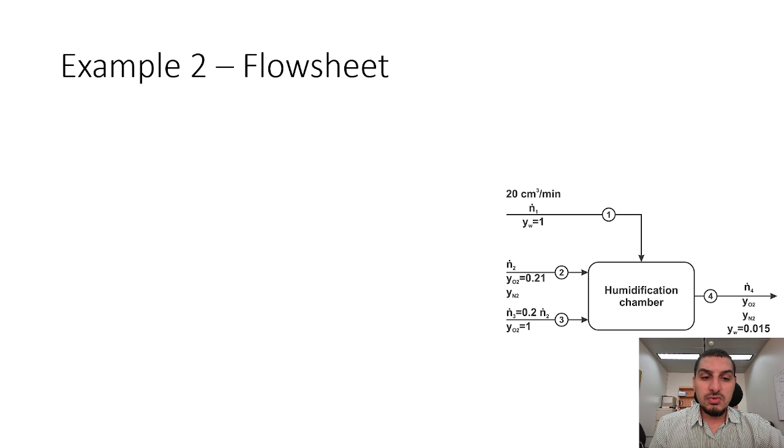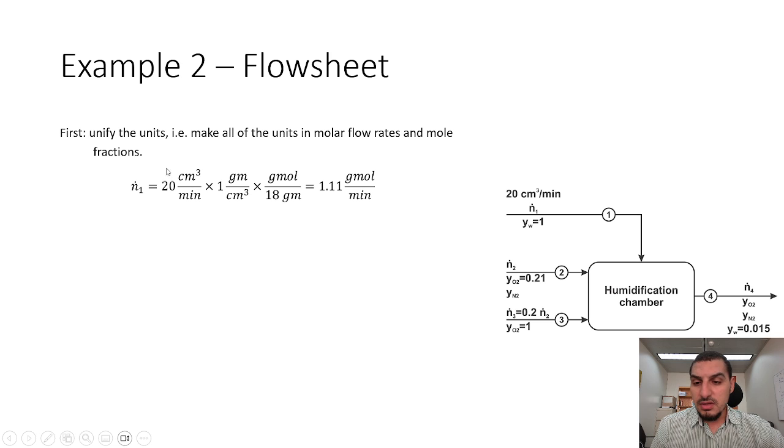The relation between the volumetric flow rate and molar flow rate is something we covered in chapter 3. And we know that we cannot go directly from the volumetric flow rate to the molar flow rate. So we have to go through the mass flow rate. If we multiply this volumetric flow rate by the density, then we have the mass flow rate. So these two together represent the mass flow rate. And if I divide it by the molecular weight of water, we can get the molar flow rate. So now I have N1 as 1.11 gram moles per minute.